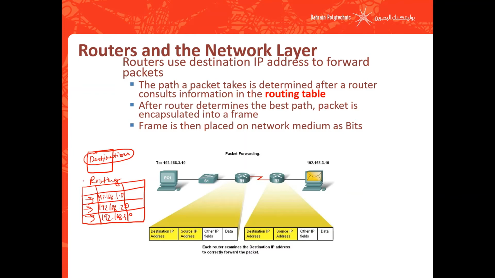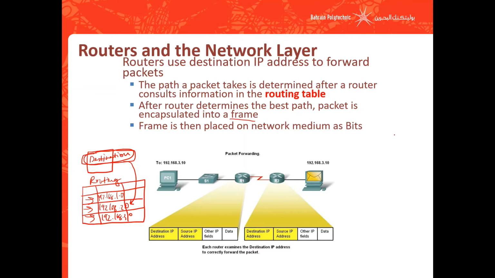Now, the first thing is it looks at the destination IP. It says, okay, which network does this destination IP belong to? Let's say it belongs to 2.0. Then for 2.0, it figures out the best path that the packet can take, and then it sends the packet to that particular path. Now, to send the packet, it needs to be converted to a frame.